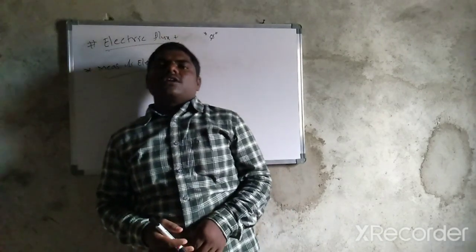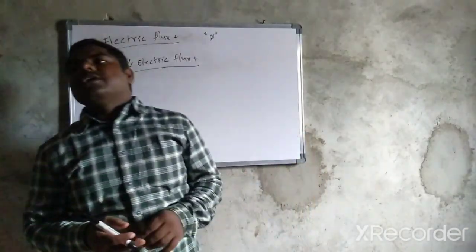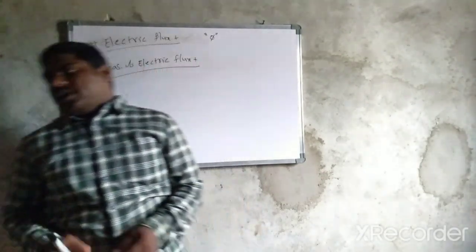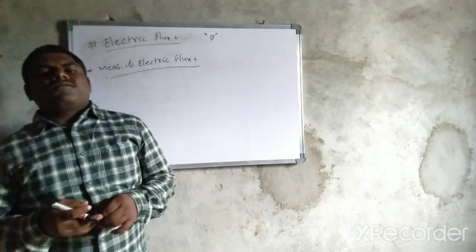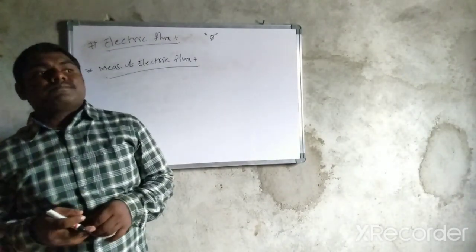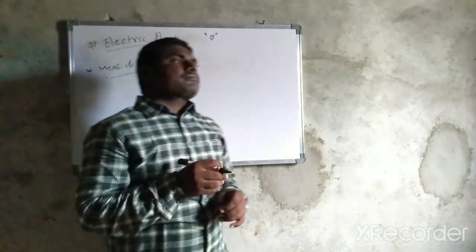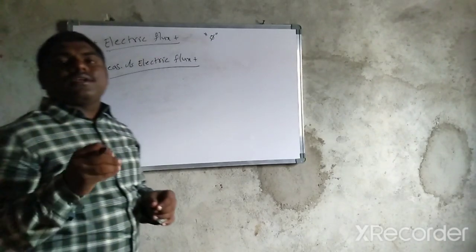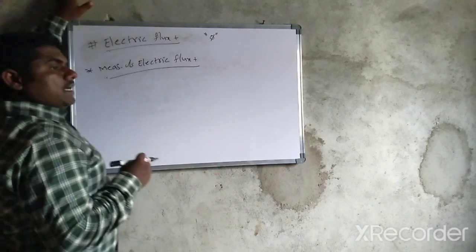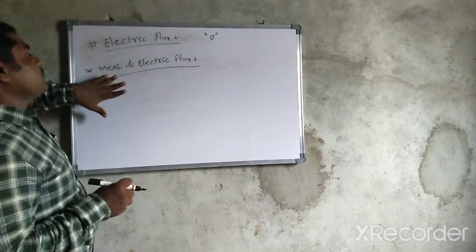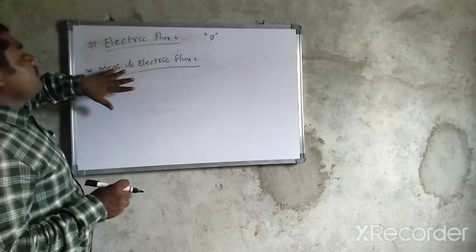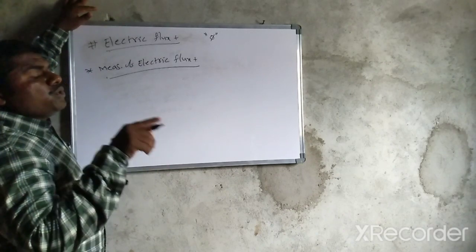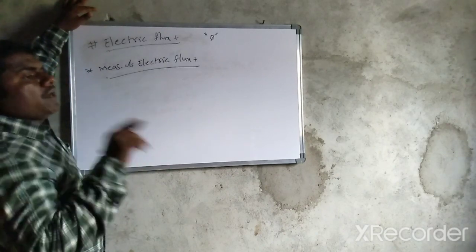It is measured in terms of electric field strength. Electric field strength in a region at a point is defined as the electric flux passing through a unit normal area at that point. Simply, I can say this is the measurement of electric flux: the electric flux passing through unit normal area at that point.